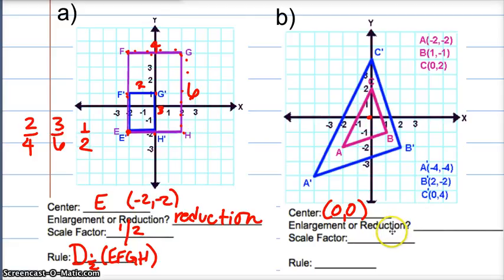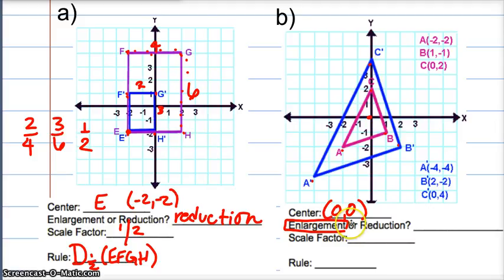This is an enlargement or a reduction. So let's find A, B, C is our original. A prime, B prime, C prime is noticeably larger, so this one has been an enlargement. For problem A, we were able to count the boxes to find the side lengths and compare them.